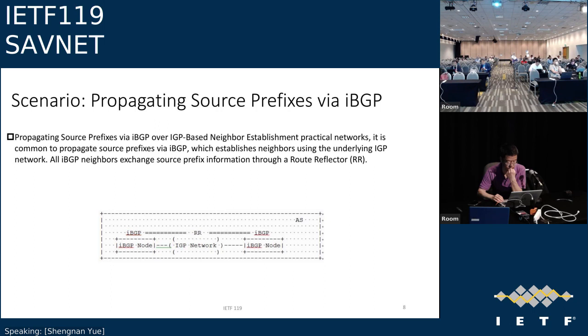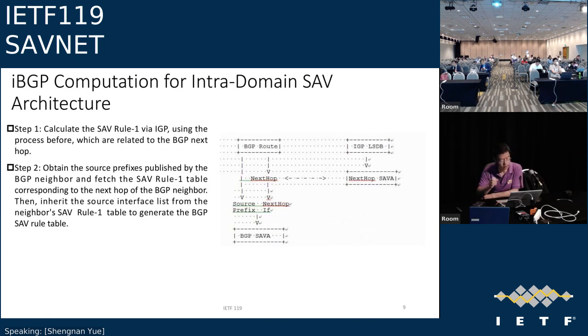Now, let's introduce another typical scenario where the source prefixes are propagated via IBGP over IGP-based neighbor establishment. In practical networks, it is common to propagate source prefixes via IBGP, which establishes neighbors using the underlying IGP network. All BGP neighbors exchange source prefix information through a route reflector. Next slide, please.